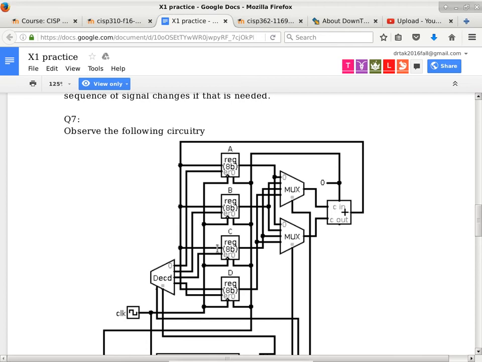So you can look at these outputs here, this line here. It goes to the EN of each register. So you're controlling which register you actually enable. But remember, even when you enable a register, it doesn't get updated until you have the edge for the transition. So the edge transition is the one that makes it update.